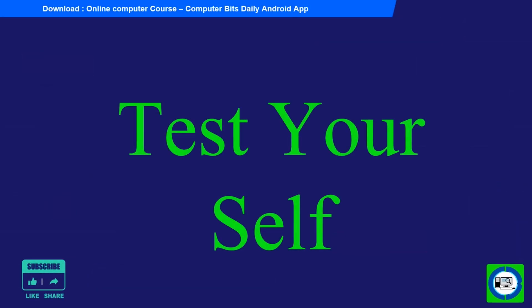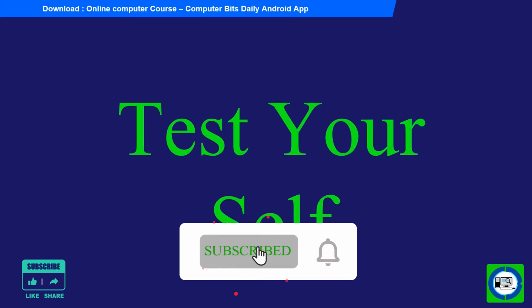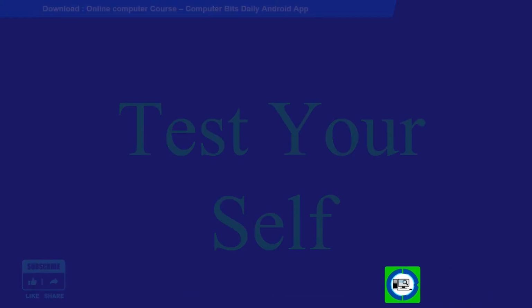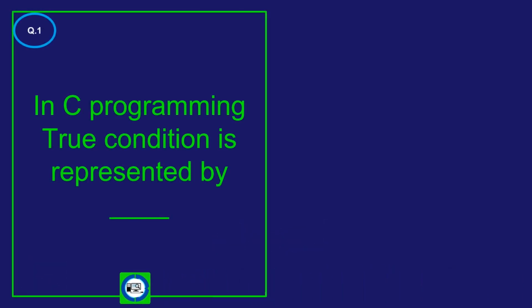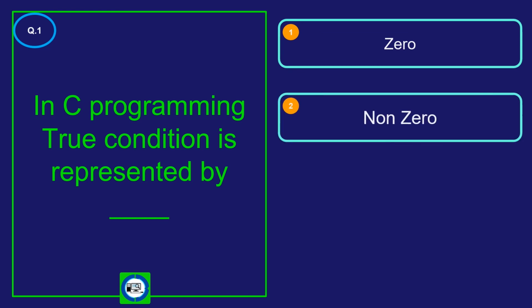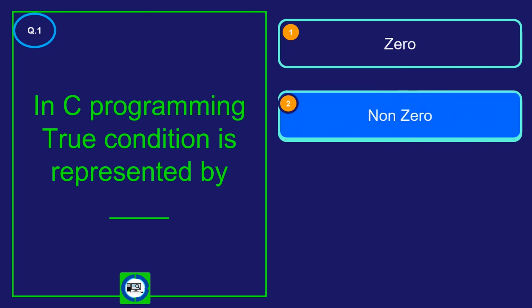This is the time to test yourself. Question number 1. In C programming, true condition is represented by option number 1, 0, option number 2, non-zero. Take your time and select the right answer. And the answer is non-zero.